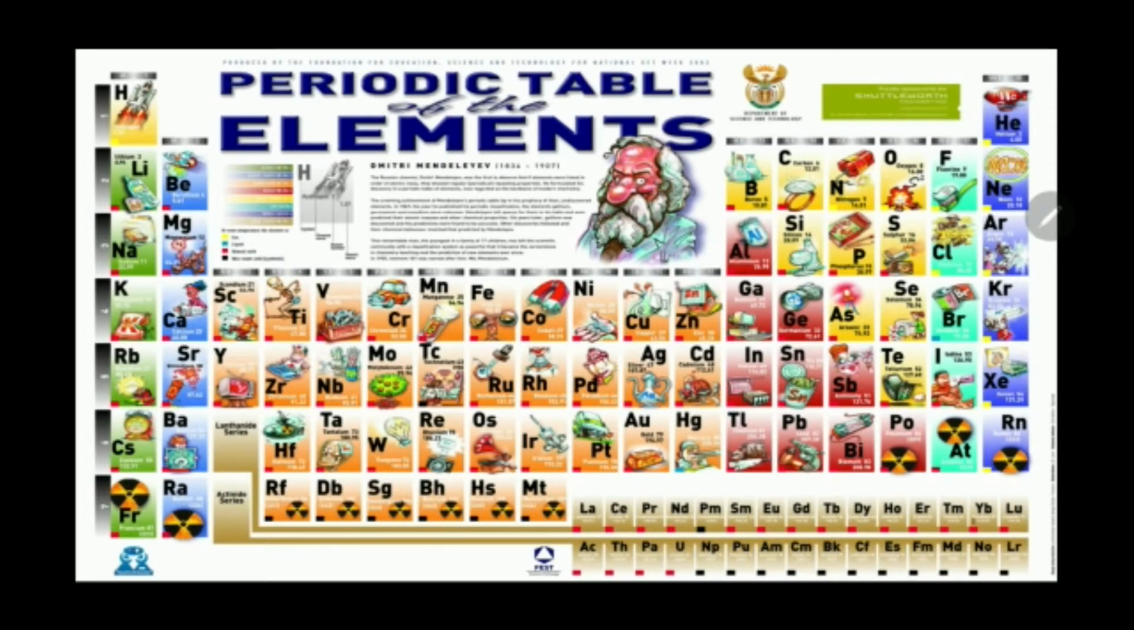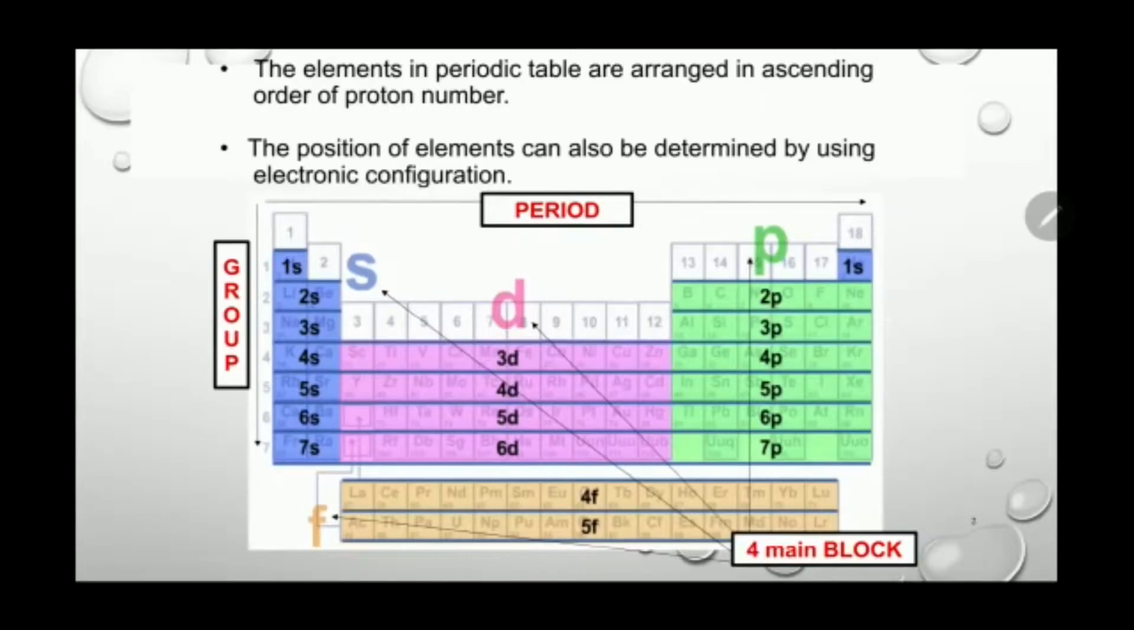Hi everyone. Our topic today is the periodic table. Now we focus on periodicity. As we know, the periodic table is arranged by increasing proton number. The positions of elements in the periodic table can be determined by using electronic configuration.